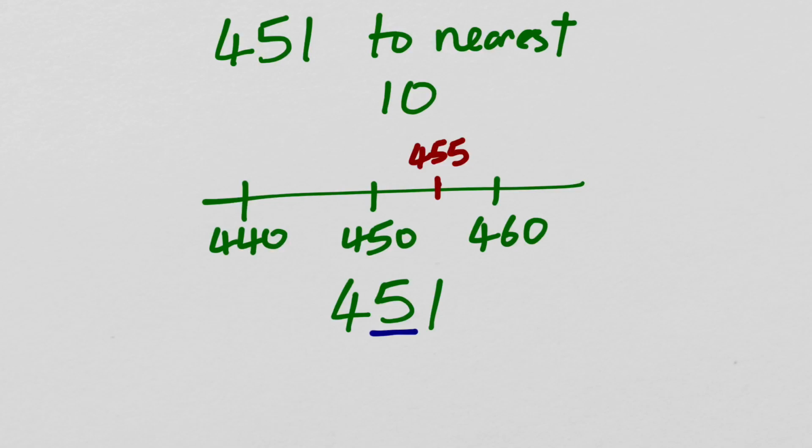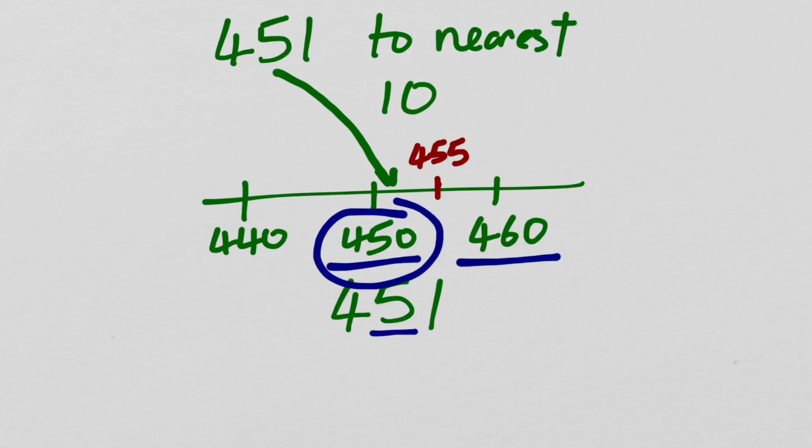That's tens. I'm counting in tens. The one that's closest to 451 is somewhere between 450 and 460. So it's either going to be rounded down to 450 or up to 460. Halfway is 455. Well, 451 is right next to 450. So again, that one will round down to 450.